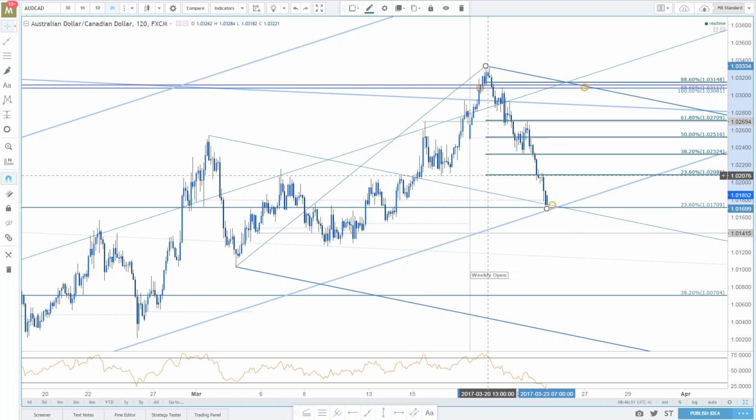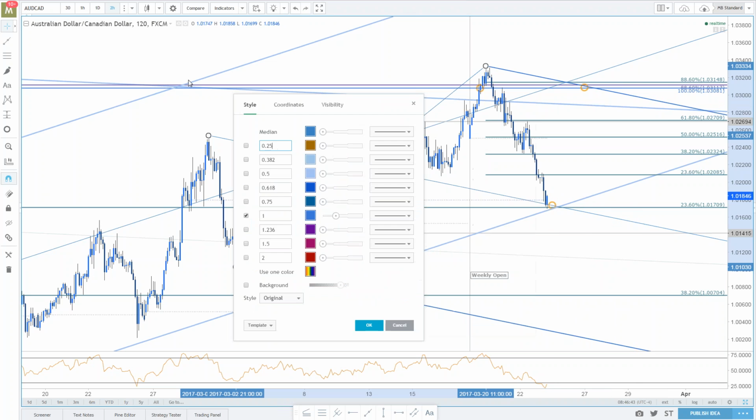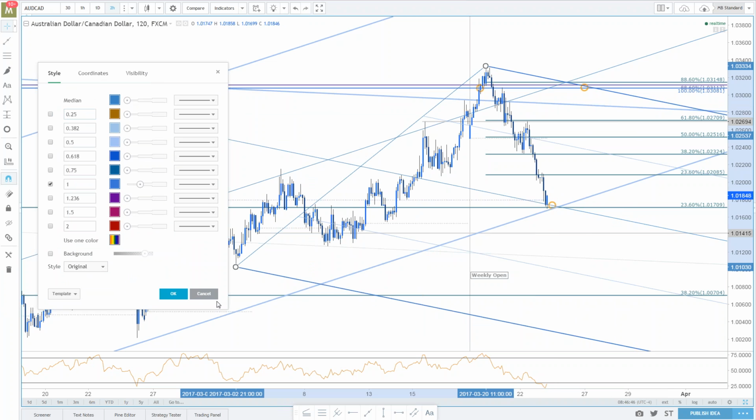Okay, all the levels are pretty clean. Where would I start to look to fizzle it out? Well, if this formation is in play, the 50 line comes in.